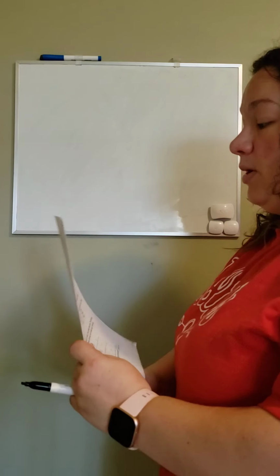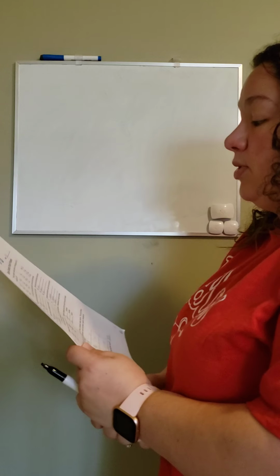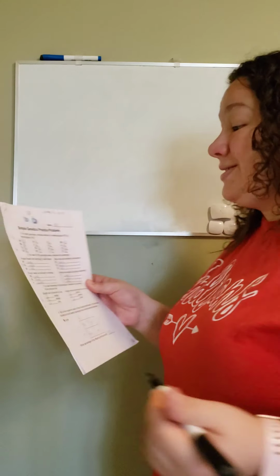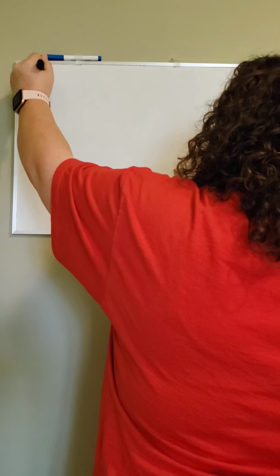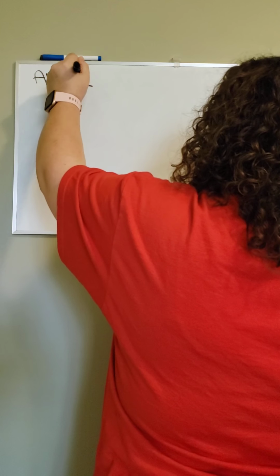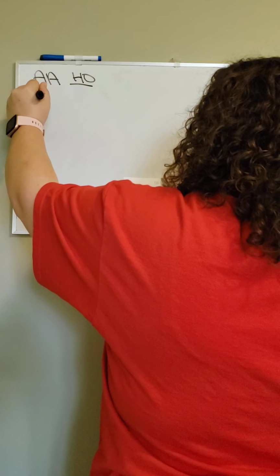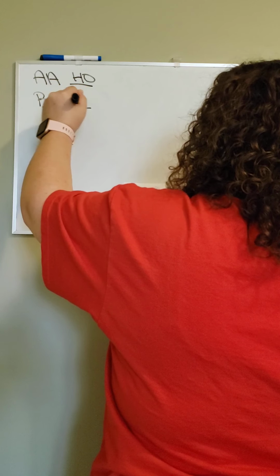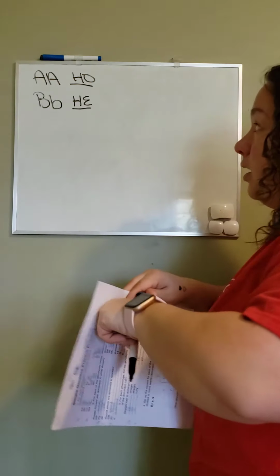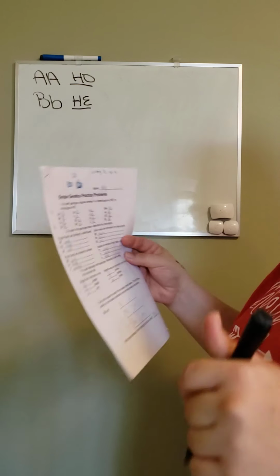For number 1, it gives you the genotype and it asks you to tell me whether they're heterozygous. You can just put HE or homozygous HO. So remember, heterozygous means different, homo means the same. So the first capital A, those are the same, so you'll put HO. And then big B, little b, those are different, so you'll put HE. That's how you're going to do all of number 1.